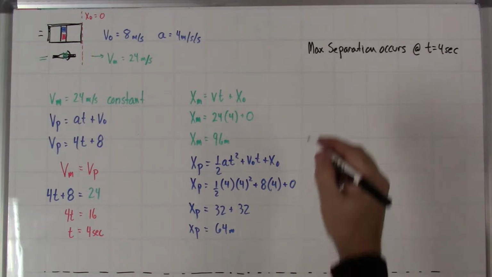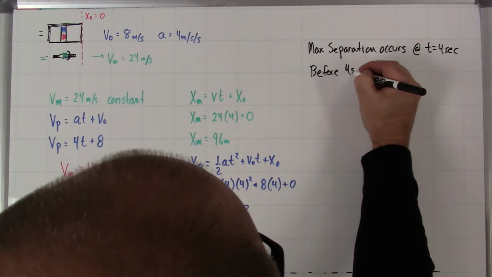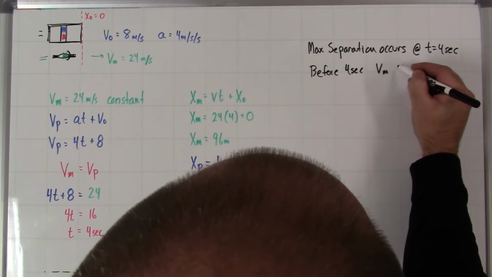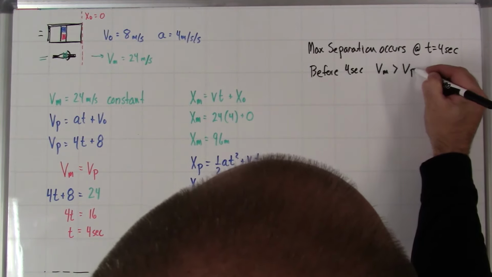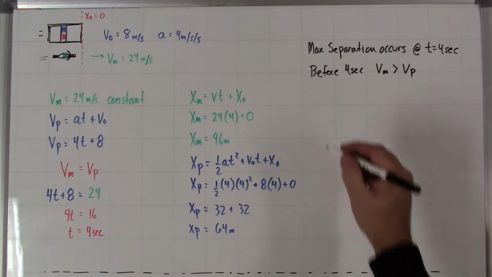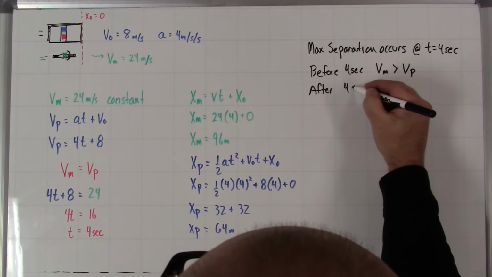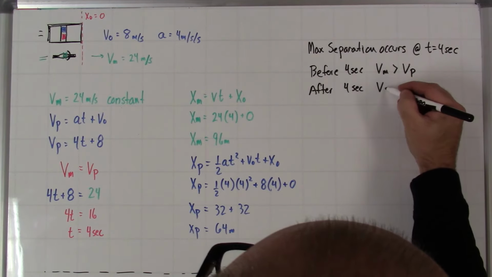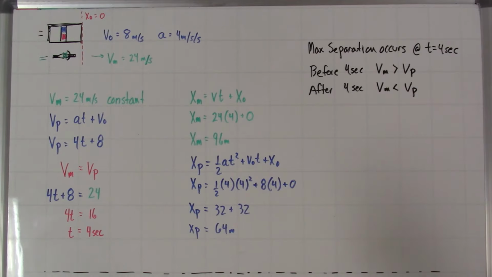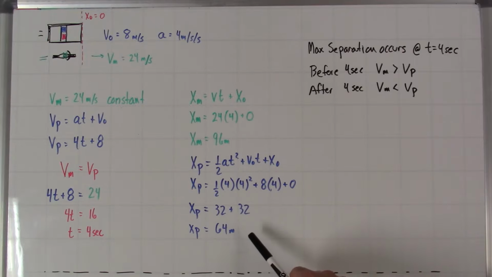Well, before 4 seconds, the speed of the motorcycle was greater than the speed of the police car, which means he was still pulling away, increasing the separation. But after 4 seconds, the speed of the motorcycle is now less than the speed of the police car, which means the police car is now narrowing the distance, so he's getting closer and closer.